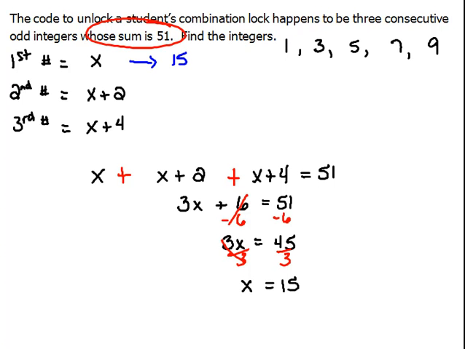That tells us the first number in this combination lock is 15, which means the next one has to be 17, and the next one would be 19 if they are consecutive odds.